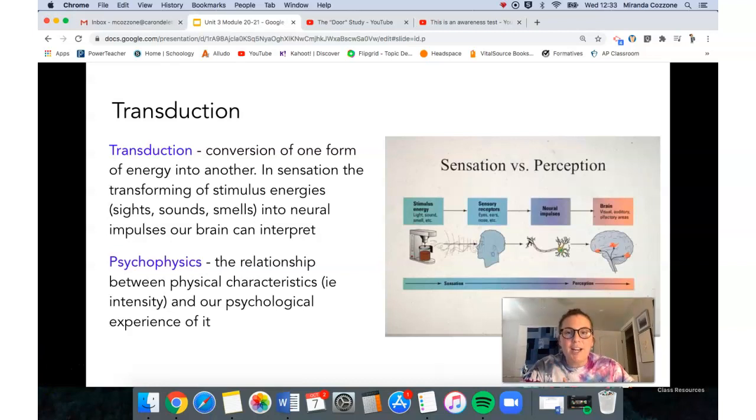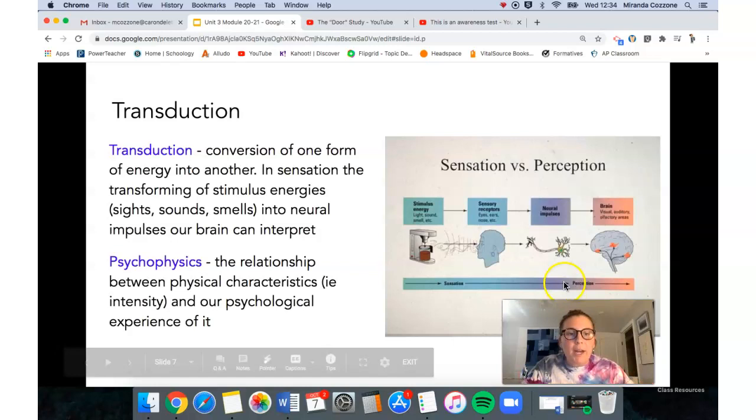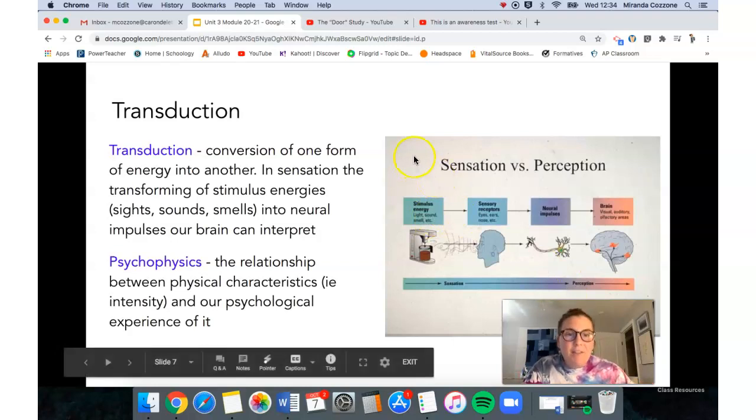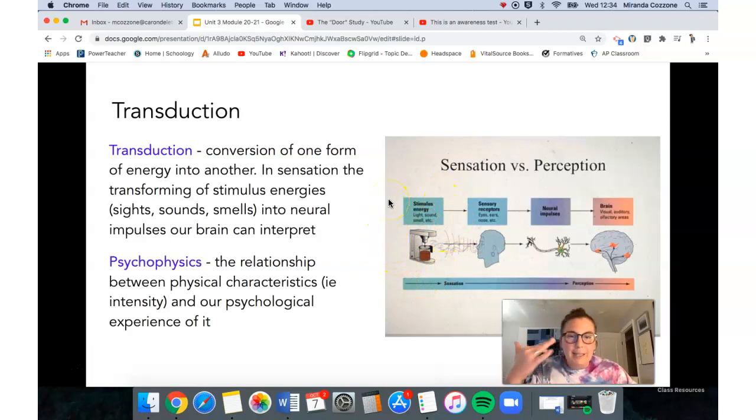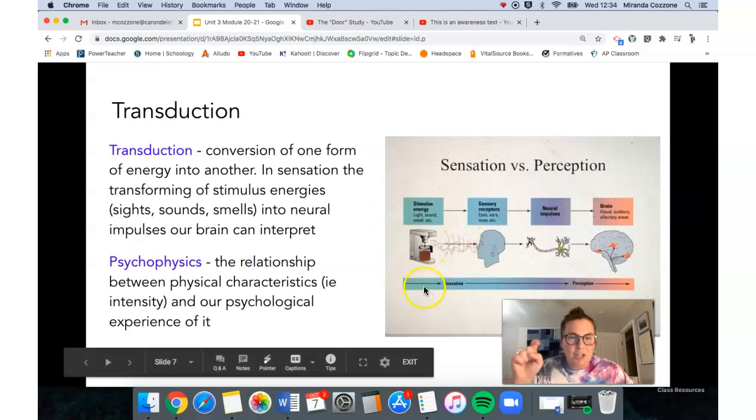So transduction is the conversion of one form of energy into another, okay? In sensation, that is the transforming of the stimulus energies, the sight, sound, smells, things that we process with our senses, into neural impulses that our brain can interpret, okay? If none of that made sense, I hope that this picture does, right? We see, okay, we're making coffee, right? We are seeing light, we hear sound of the coffee being made, it smells probably delicious, right? Those are all sensations, okay?